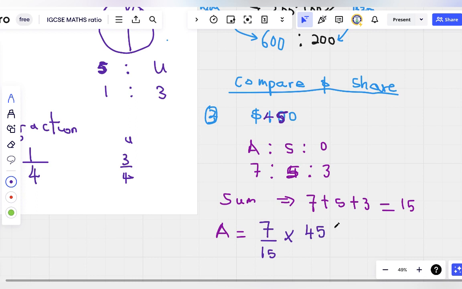Okay, so what we do, 15, we can cancel out. 15 goes into 45, it will be 3. 15 into 15, we get 1. 15 goes into 450, we get 30. How? You take it one at a time. 15 goes into 45, you know it's 3. Without a calculator, you can do it. And then you add the 0. That's 30. So 30 multiplied by 7, we get $210.